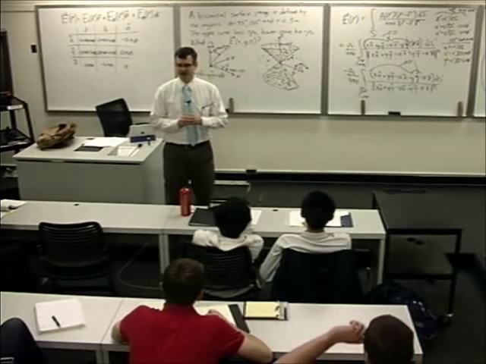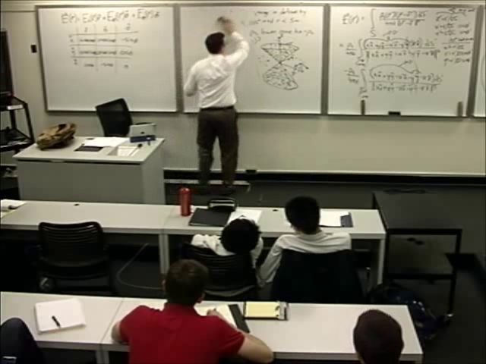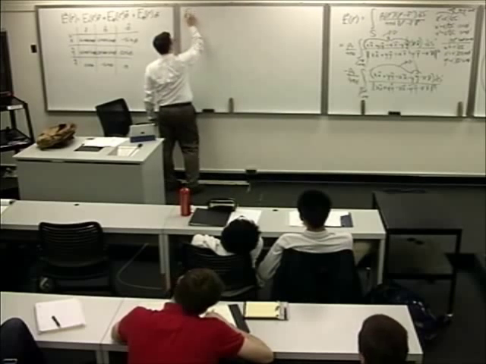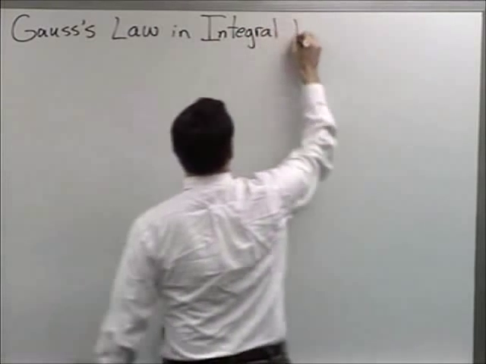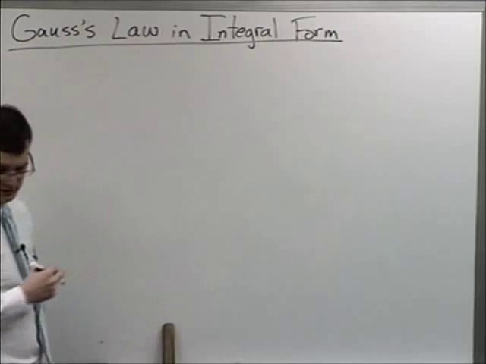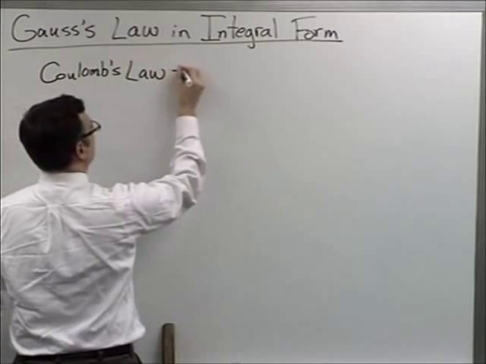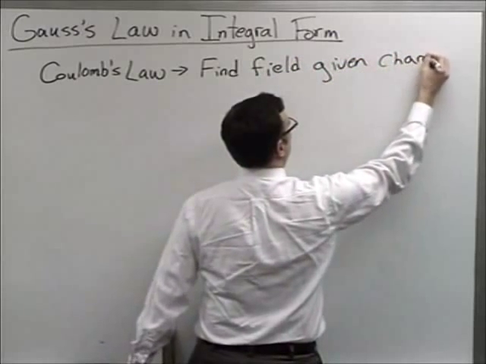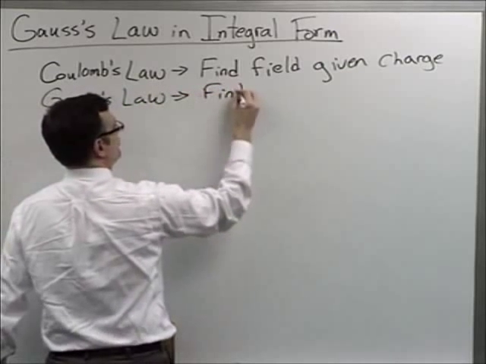And this is basically an application of Gauss's law. So let's go ahead and take a look at Gauss's law in integral form. So, in order to talk about this, let me write that down, because this is a really important thing. This is how you use it. Coulomb's law: find field given charge. And the integral form of Gauss's law, we find charge given field.